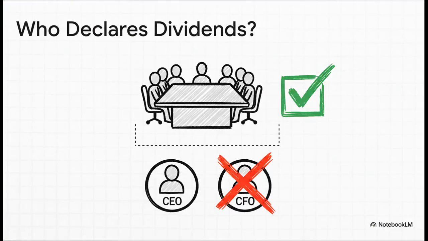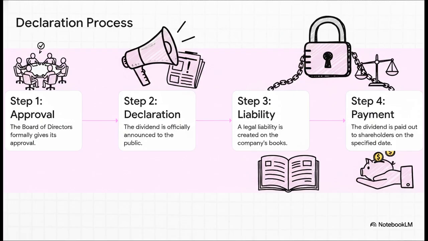So let's be crystal clear about who holds the power here. The authority to declare a dividend rests exclusively with the board of directors. It's not a decision the CEO can make on a whim. The board has a fiduciary duty, a legal responsibility to protect the shareholders' interests. And that means they have to be certain the company actually has the financial strength to make good on that dividend payment. The process itself follows a very rigid four-step timeline.